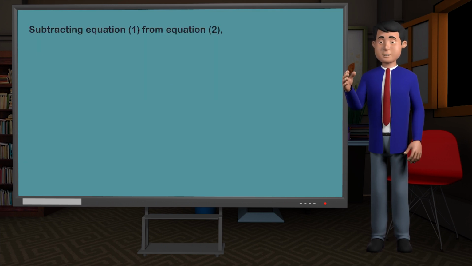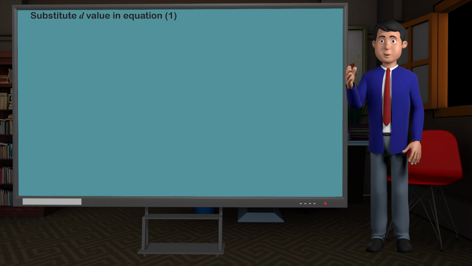Subtracting equation 1 from equation 2, that is a plus 6d is equal to 700, a plus 2d is equal to 600, we get 4d is equal to 100. Transposing 4 to the other side, we get d is equal to 100 by 4, which is equal to 25. Now, let us substitute d is equal to 25 in equation 1.